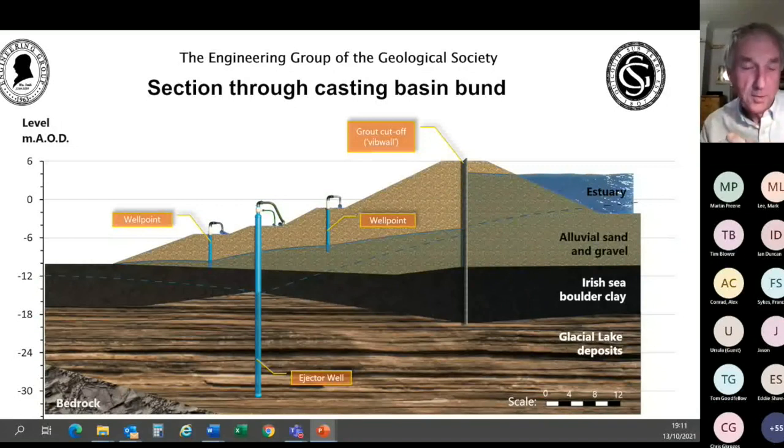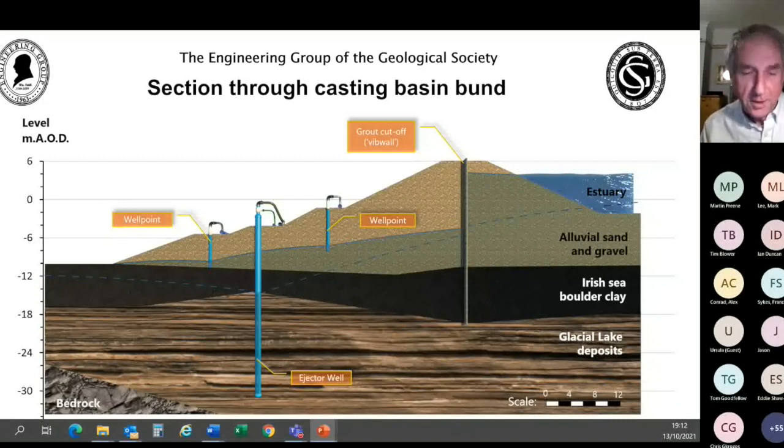The two stages were necessary because the drawdown was well in excess of 6 or 7 meters, which is the limit for well point dewatering. So they were installed to mop up any residual seepage. Below the alluvial sand and gravel, there was a layer of Irish Sea boulder clay. That was as tough as old boots, and that was going to remain undrained for the duration of the construction. So we didn't need to carry out any pore water pressure control measures in that.